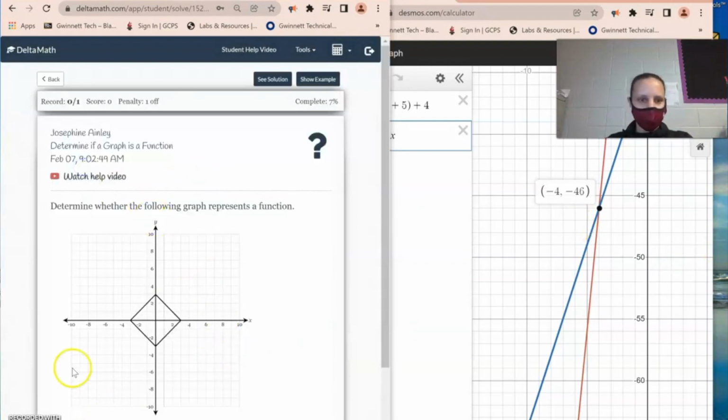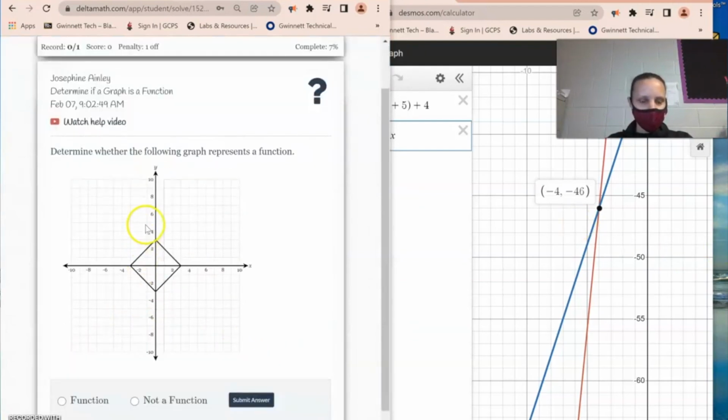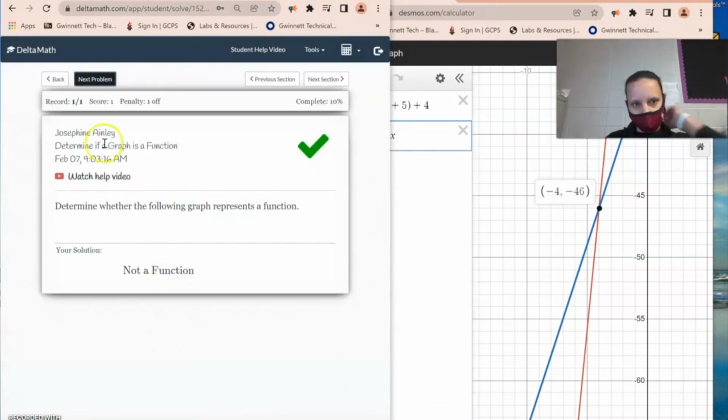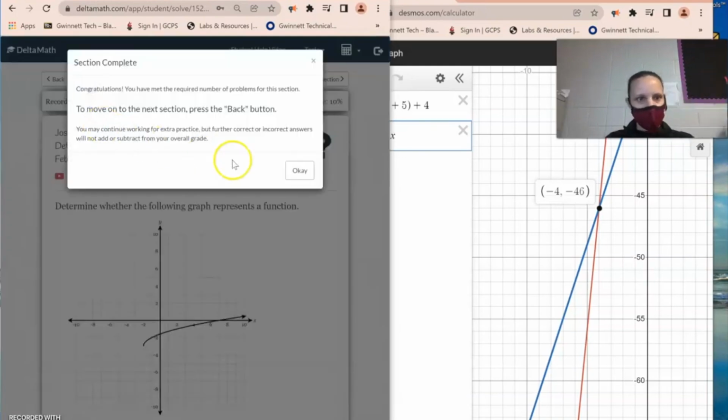All right, then we're going to go to determine if the graph is a function. This one, you don't need to cheat through it. It's a function if you draw a vertical line and it doesn't go through both points. So this one goes through both points, right? So it goes through here and it goes through here. So is that a function? No, it's not a function. All right, so not a function. So if it was a function, it only goes through one point wherever you draw your vertical line test.